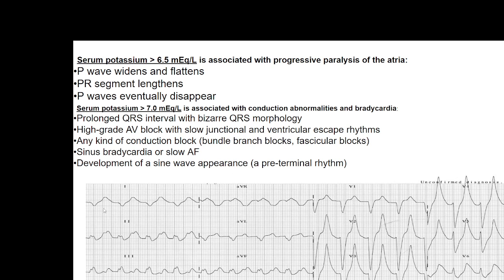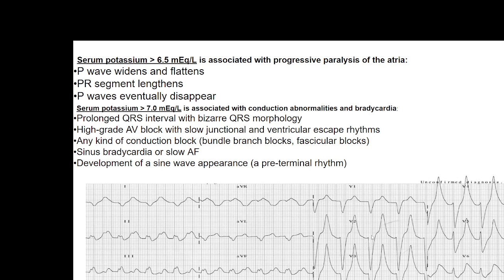Now, as you see in this, the P waves become widened and flattened, and the PR segment becomes increased, and P waves gradually disappear, rather they become flat, and you will not be able to make out the P waves at all. And if the potassium level is more than 7 milliequivalents per liter, then the QRS interval becomes very prolonged, and that would become very significantly abnormal.